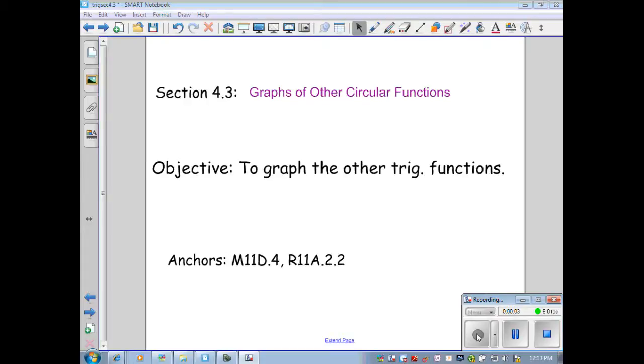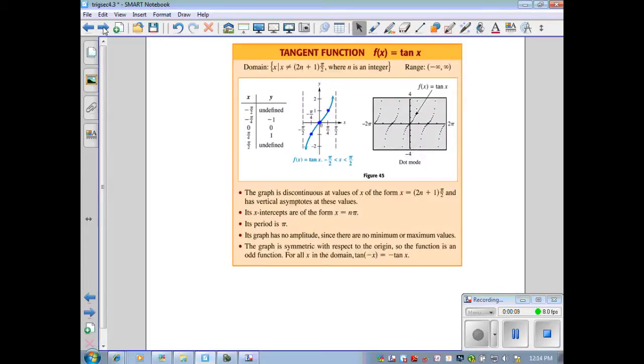Section 4.3 continued, graphing the other trig functions. Today, we're going to take a look at tangent and cotangent functions. On this diagram, you can see that the graph of the tangent function is not similar to the other functions we've looked at in previous sections.